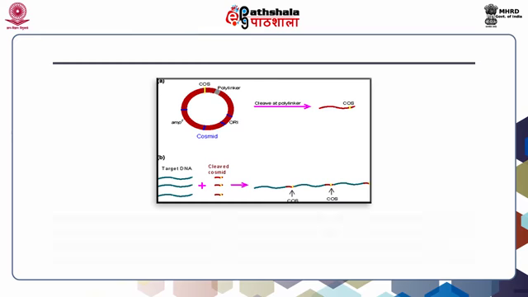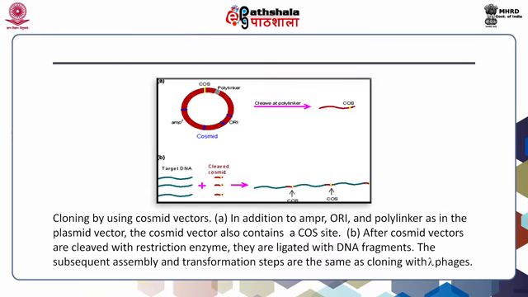This figure shows cloning by using cosmid vectors. The figure A shows that in addition to the AMP, ORI and polylinker as in the plasmid vector, the cosmid vector also contains a COS site. Part B shows after cosmid vectors are cleaved with restriction enzymes, they are ligated with DNA fragments. The subsequent assembly and transformation steps are the same as cloning with lambda phages.